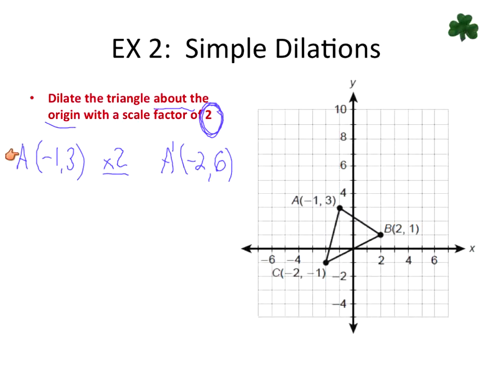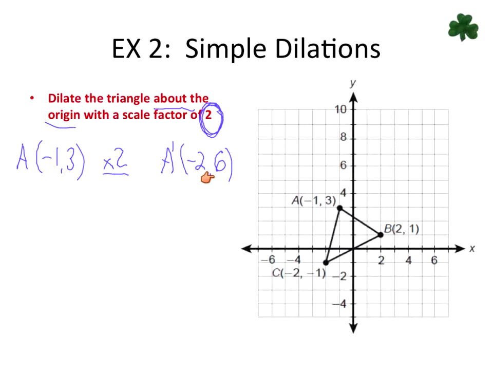So how did I get that one more time? I took my original point A. A was given to me on my graph, right? It said it's a scale factor of 2. That means I'm multiplying both of those coordinates by 2. -1 times 2, -2. 3 times 2, 6. Questions so far? Everybody okay?